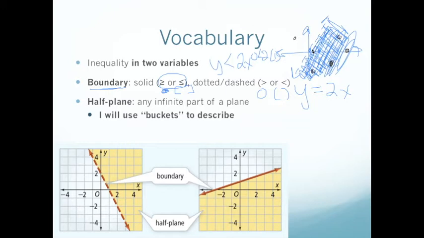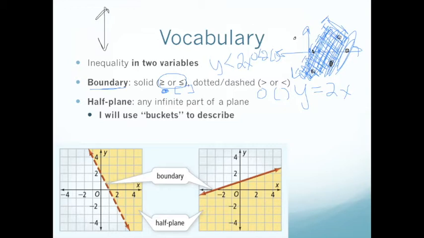So that shaded part is called a half plane, because we took the plane and we're only looking at part of it. Now, eventually we'll get to the point where we're cutting our plane into more than just 2 pieces. Maybe we'll cut it into 4 pieces. And even if we're only taking one of those pieces, it's still called a half plane.